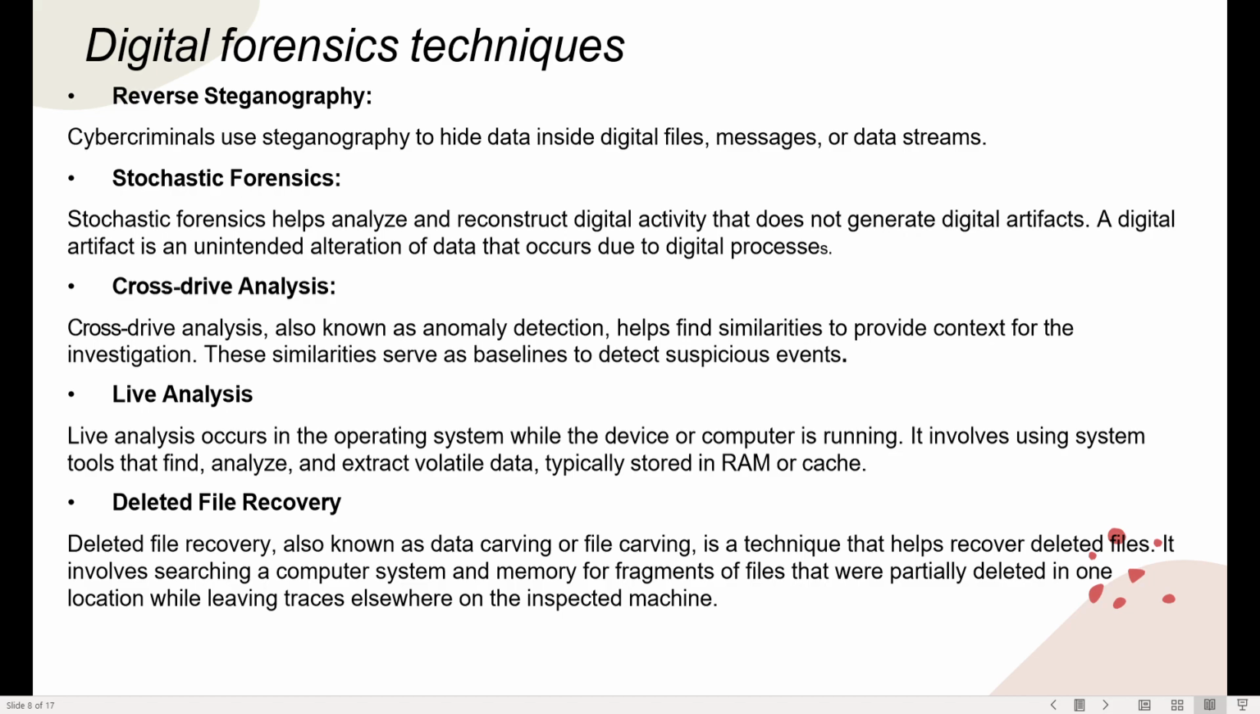Cross-drive analysis is also known as anomaly detection. For example, some kind of suspicious event might have happened, due to which the system behavior may be quite different from the normal behavior. In live analysis, the analysis is usually done on a device that is running. For example, it may be done on the RAM to extract volatile data, or in the CPU cache.